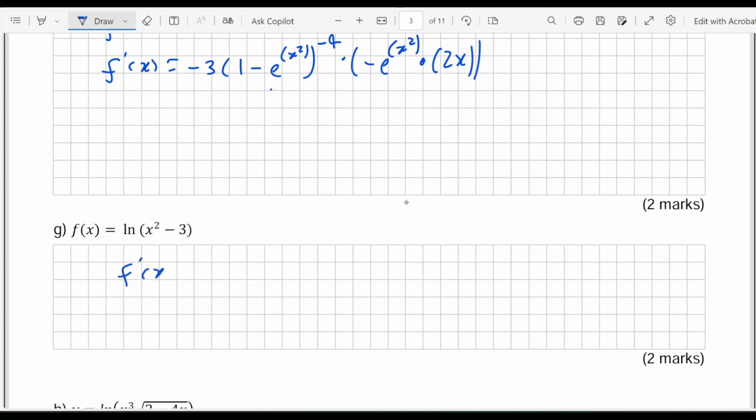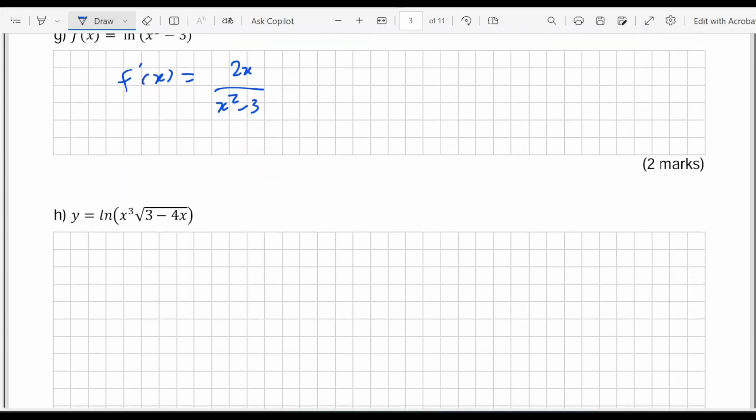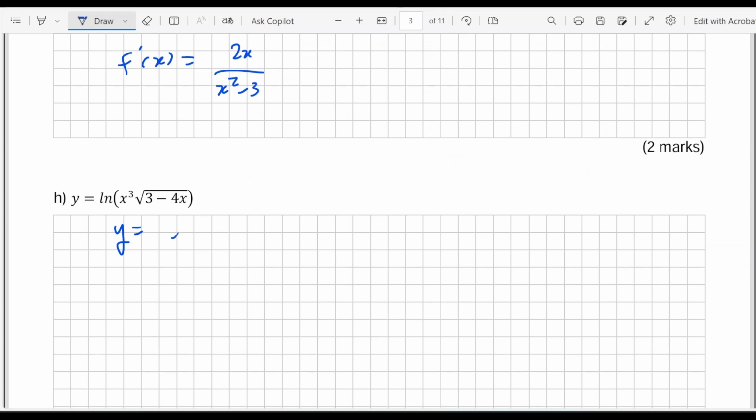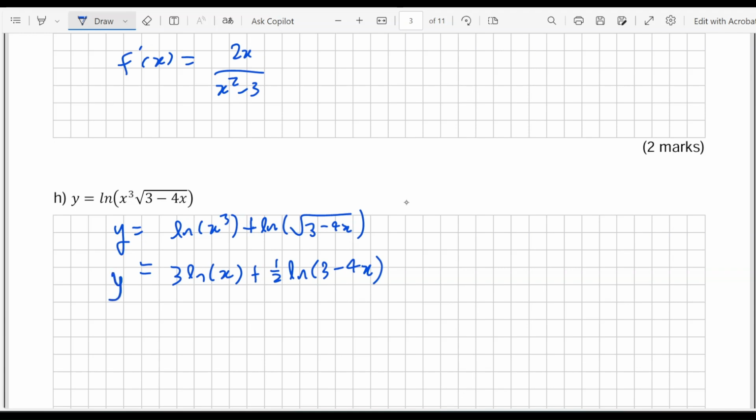So the derivative is going to look like this. It's going to be x squared take 3 on the bottom, and it's going to be the derivative of that stuff on the top. Here, what you need to do is split apart the log first. So log of x cubed plus log of root 3 take 4x. And then you can even go one better and pull the powers out the front. So that is 3 log of x. The root would be a half, so pulling that out the front, I get a half log of 3 take 4x. Now that is still y.